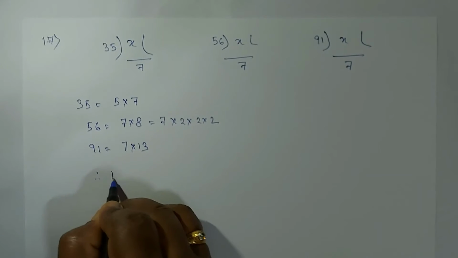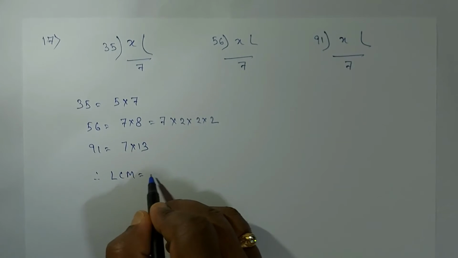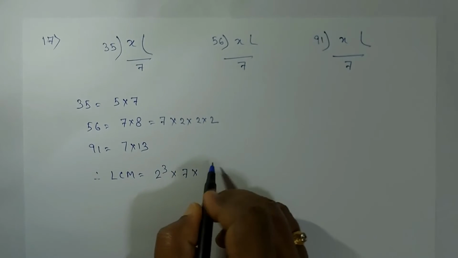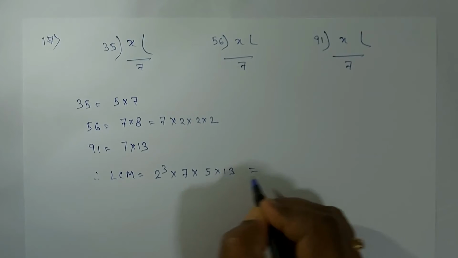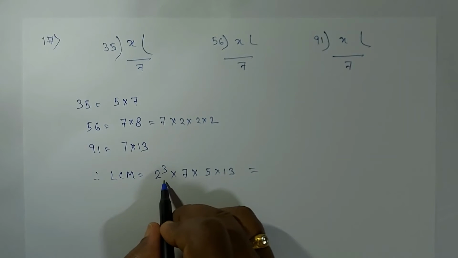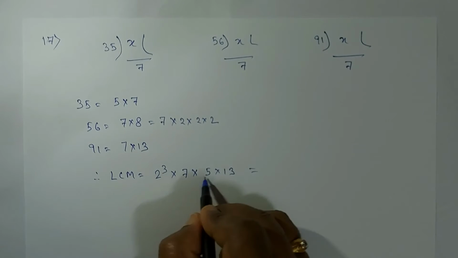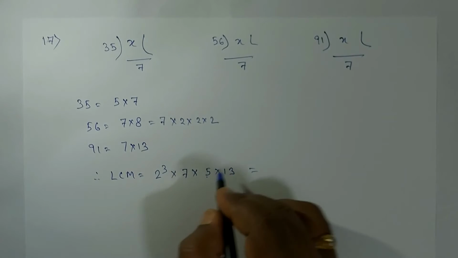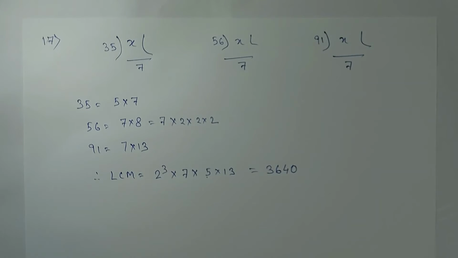Now the LCM will be equal to 2 cube into 7 into 5 into 13. 2 cube means 8. 8 into 5 is 40. 40 into 13 is 520, into 7, that is 3640. Okay, the smallest number.